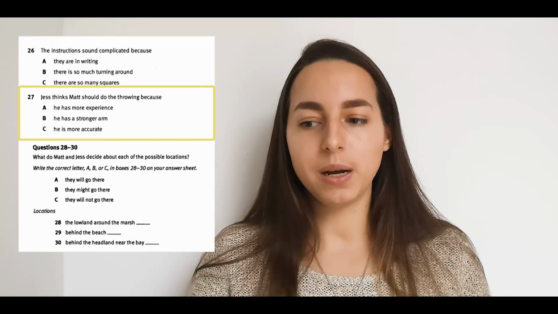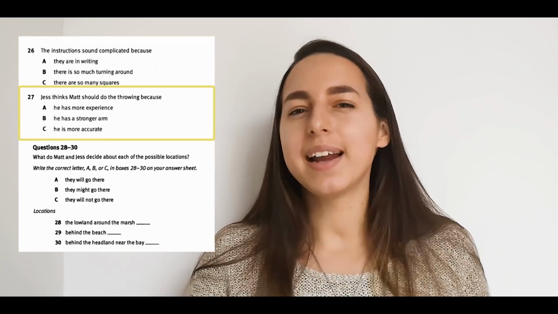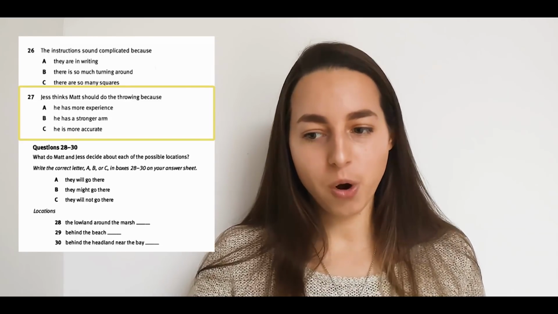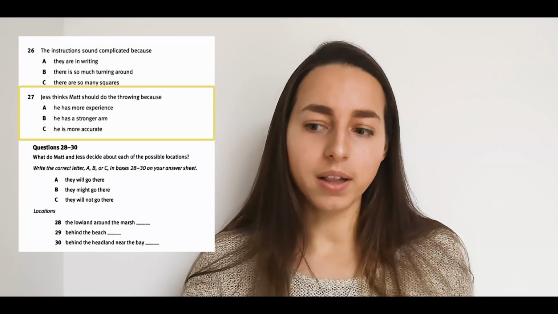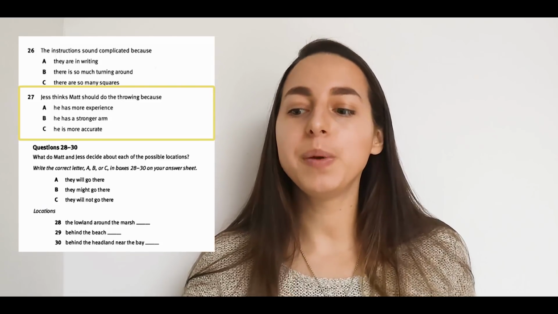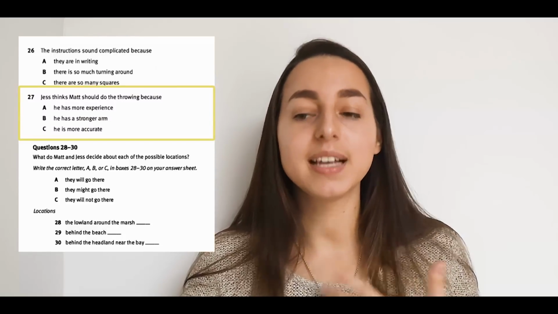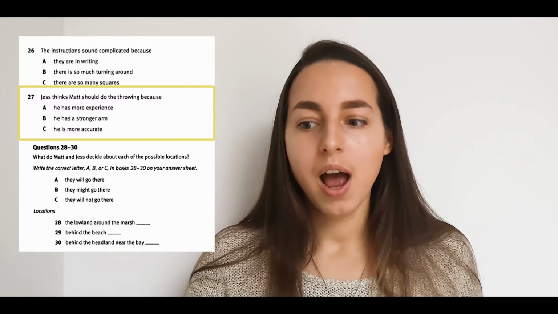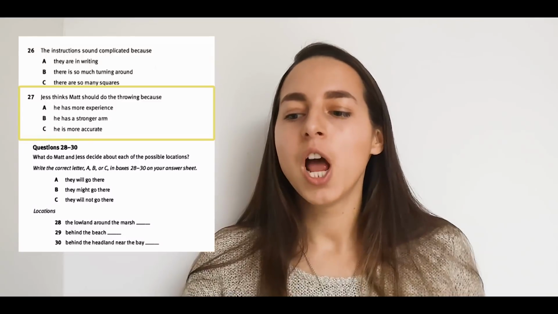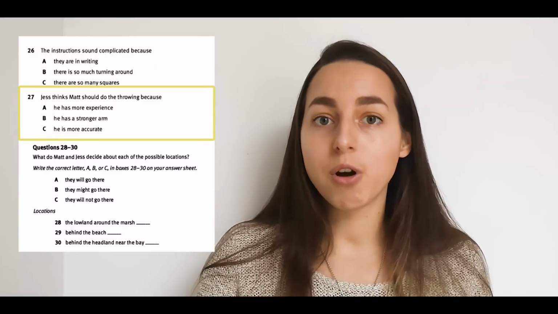But when we are listening, Jessica says, and I guess you want to do the throwing. Matthew says, well, if you don't mind, I'm sure you'll be more accurate at marking the squares. And Jessica says, yes, I am sure I am, and I am also sure you've got a stronger throwing arm.